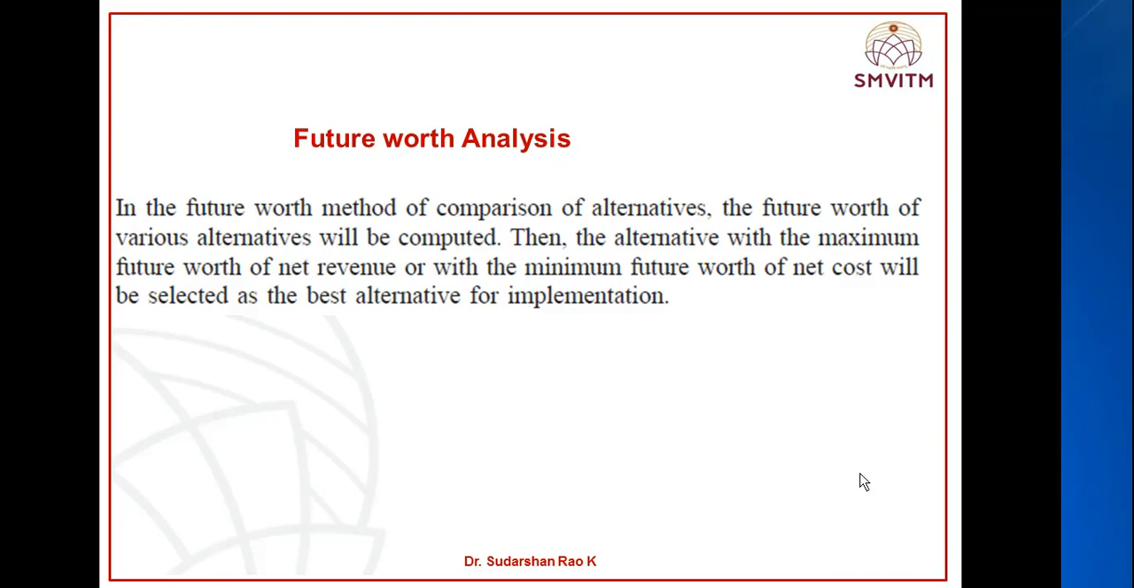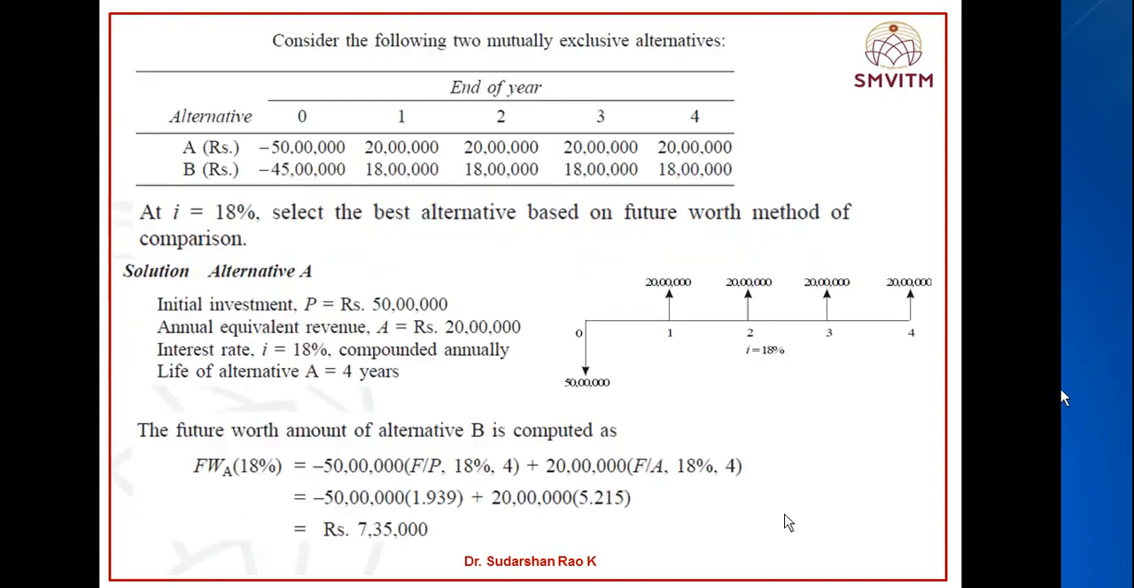Then the alternative with the maximum future worth of net revenue, or with the minimum future worth of the net cost, will be selected as the best alternative for implementation. The future worth is the worth at the end of the interest period. Let's discuss a few numerical problems.